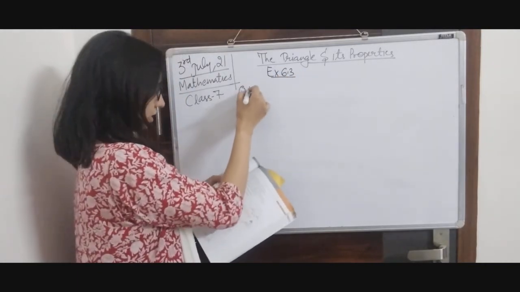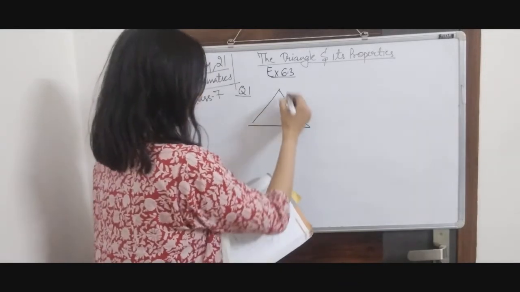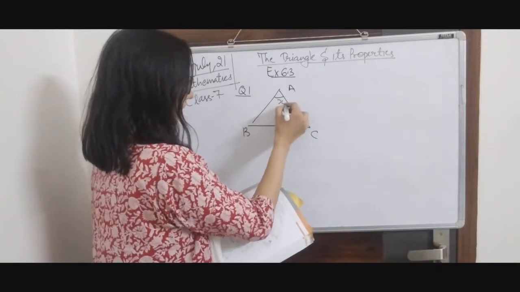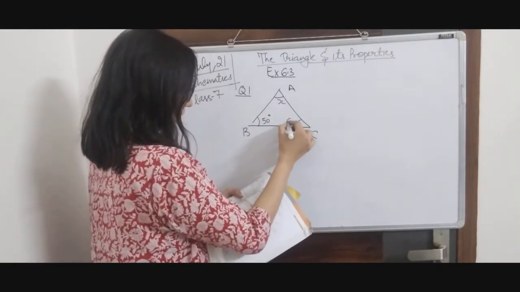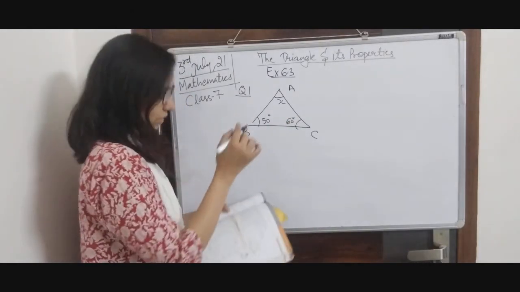Question number 1. The figure is like this: A, B, C. This angle is X, this angle is 50 degree, this angle is your 60 degree. Okay, this is C. We have to find the unknown X in all the parts.